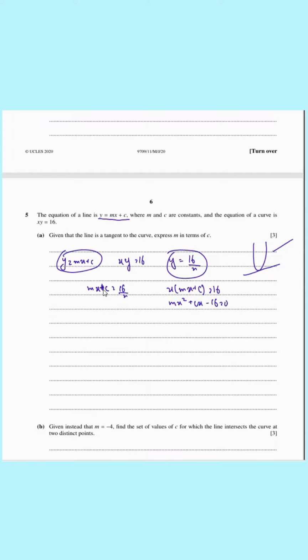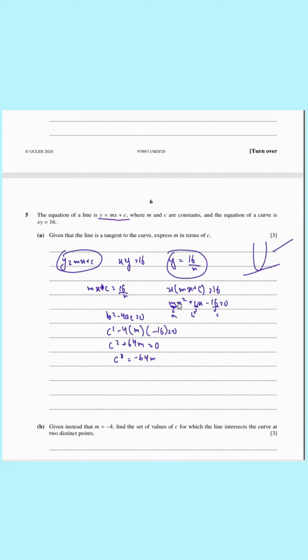Because it's a tangent, I can say that b squared minus 4ac equals 0. Yes, because it's a tangent. So what's b squared? It would be simply c squared minus 4a, where a would be m. The coefficient of x squared is a, the coefficient of the variable x is b, and the constant term is c. So b squared minus 4a, and then c would be negative 16, equals 0. So it would be c squared plus 64m. Is it 64? Yes, 64. So c squared plus 64m equals 0, and then c squared equals negative 64m.